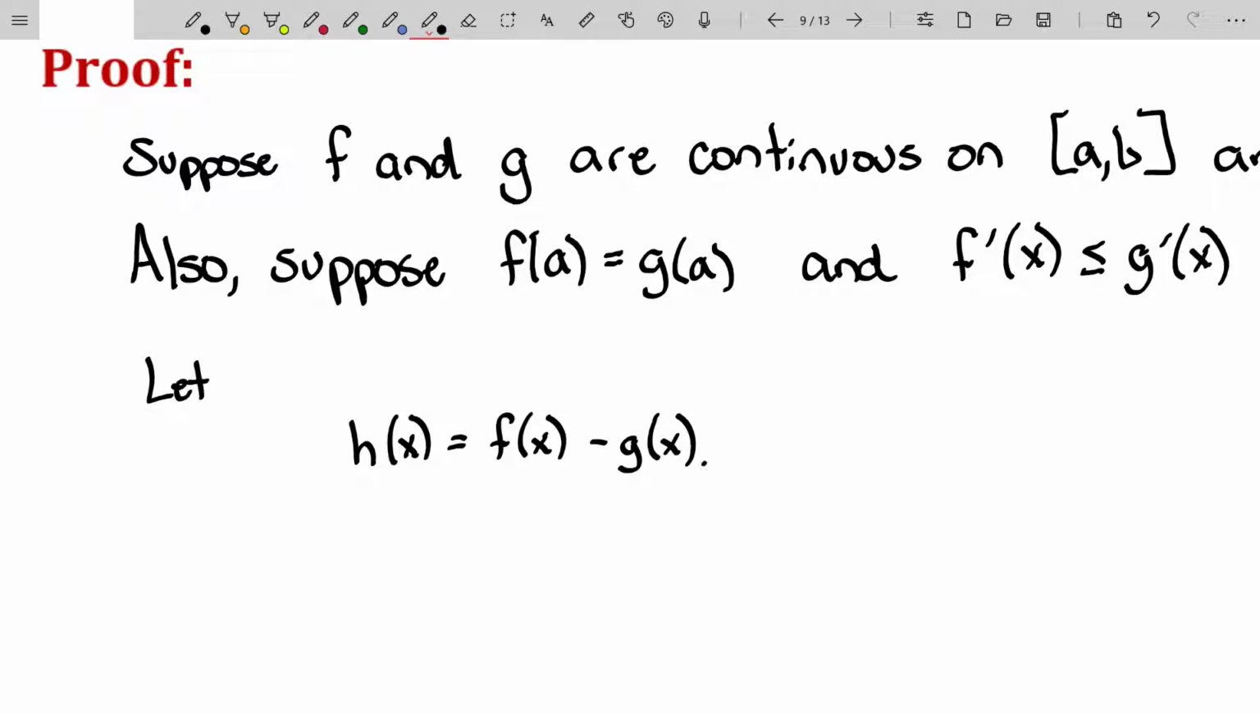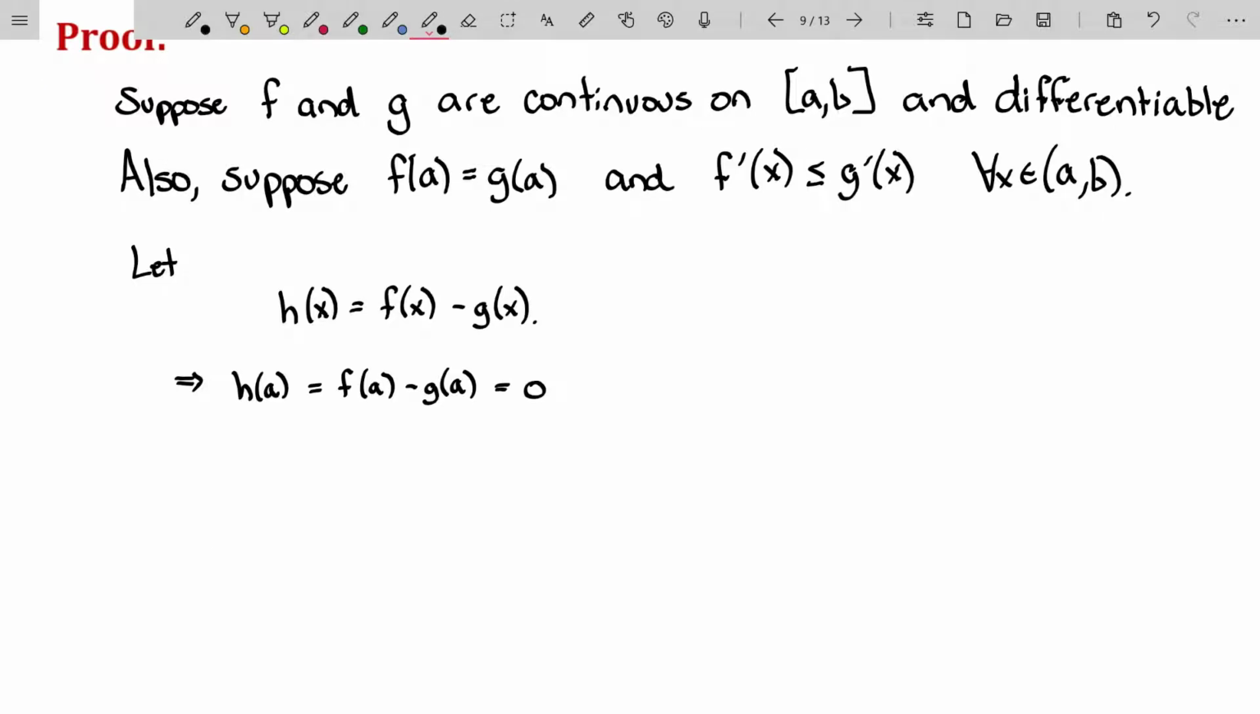It's just a tactic where you glue your functions together because it's kind of useful. So note, this implies that h of a is equal to f of a minus g of a, which is equal to 0 because f of a is equal to g of a.